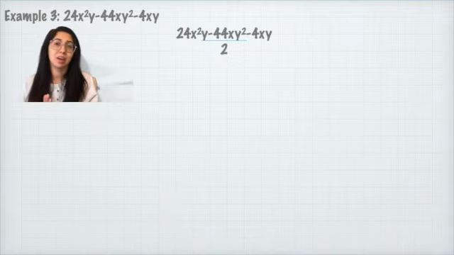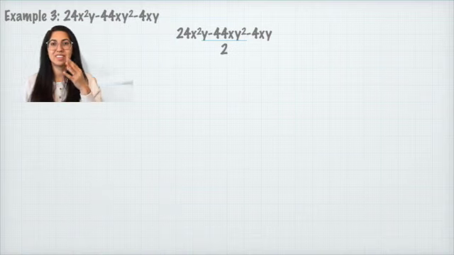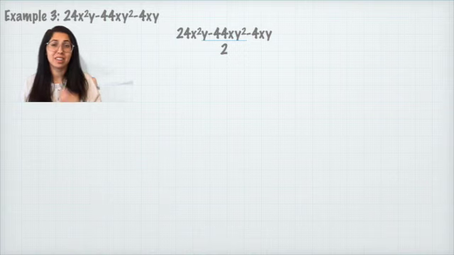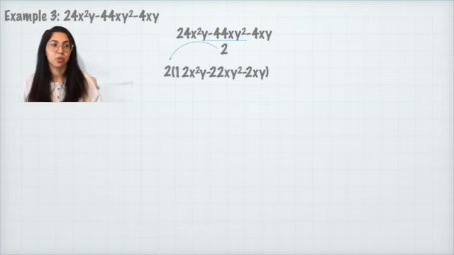Like I said at the beginning, if you can take everything out all at once, go for it. This is just step by step so that people who don't understand it can understand. Okay, so where is that 2 going? It's going out front. And what am I left with? Remember, I'm taking all my coefficients. So 24 divided by 2, 44 divided by 2, 4 divided by 2. I should get 12, 22, and 2. So 12x squared y minus 22xy squared minus 2xy.